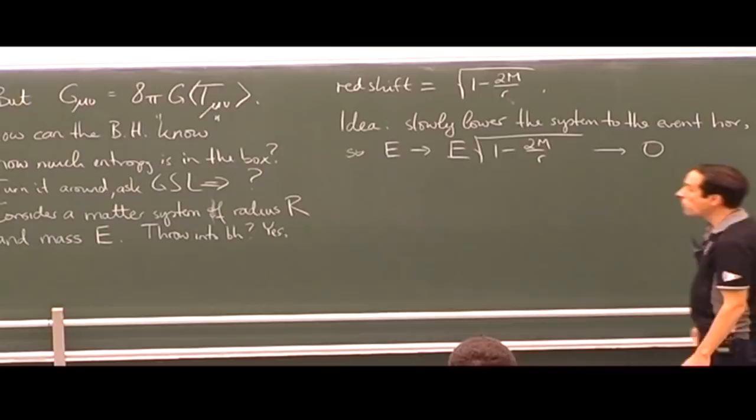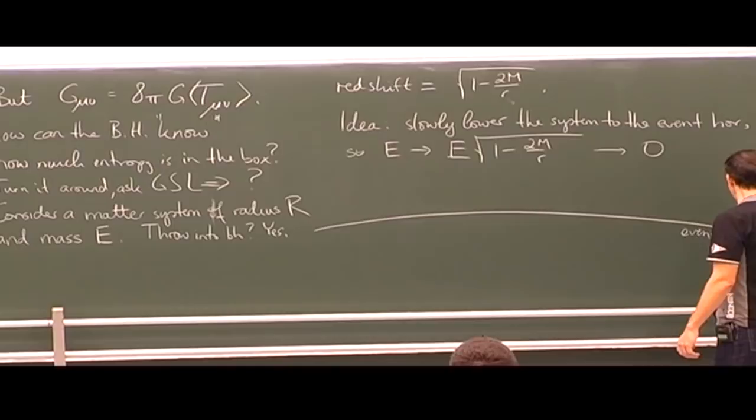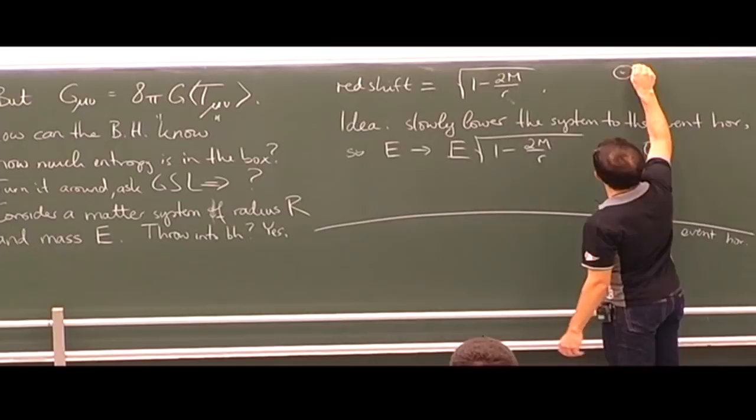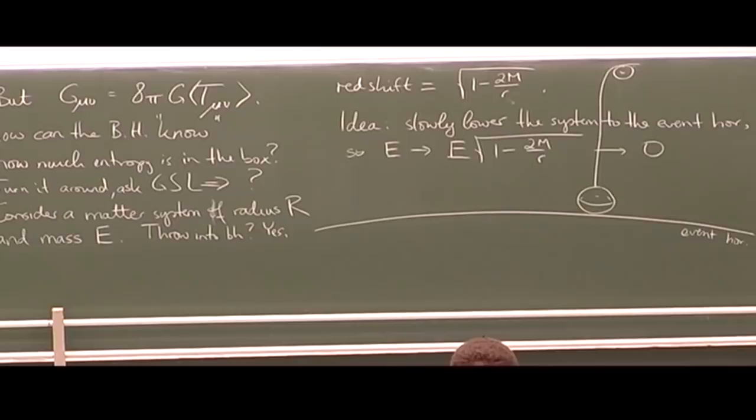So here's a big black hole. I'm going to draw just a part of the event horizon. And here's my string, and here's my matter system that fits nicely into this sphere. So why can't I lower this all the way to the horizon? What's the problem here?